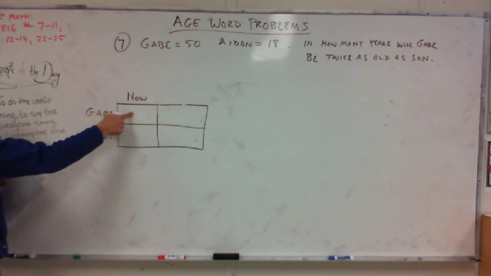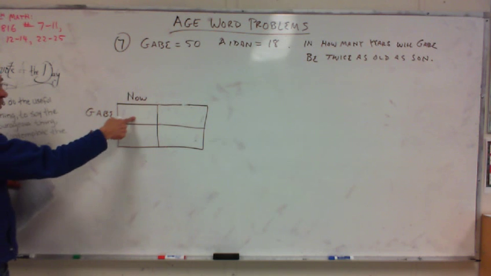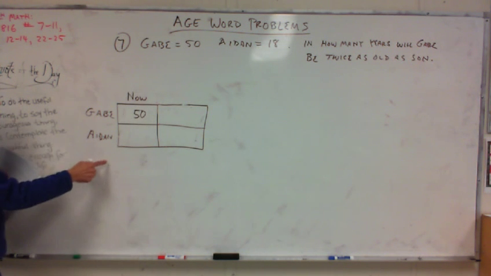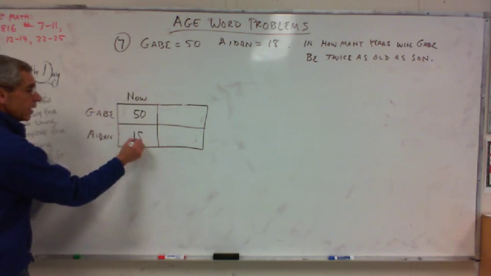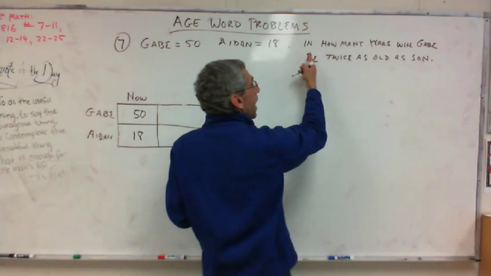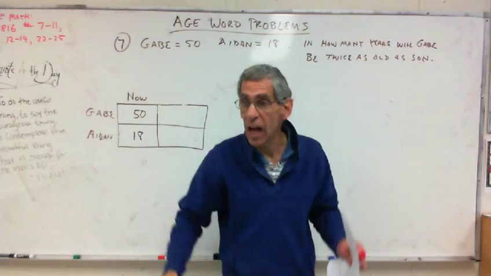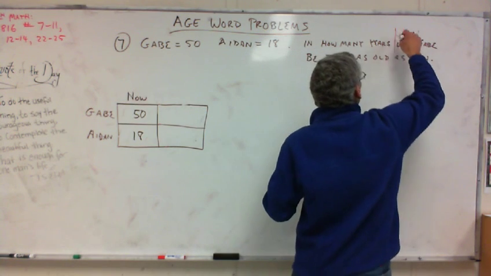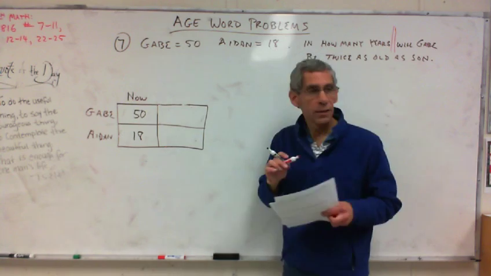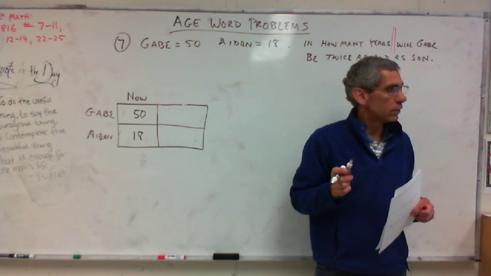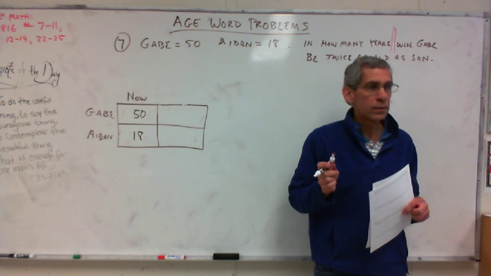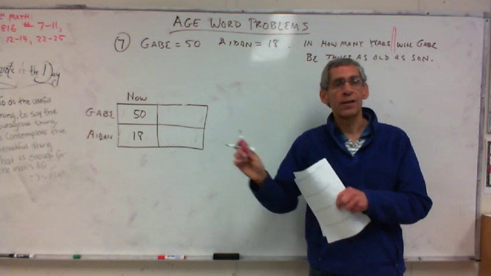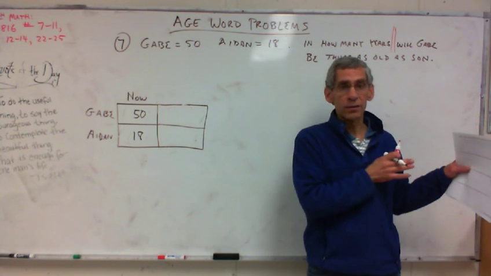So Gabe right now is what? 50. So you write that in there, 50. Okay, Aiden right now is what? 18. Now remember I said this, look, it says in how many years? Stop! That's where you stop. Where's my red pen? In how many years? Stop. Is that plus or minus? X. In how many years? Is that in the future or in the past? Future. Future would be plus then, right?